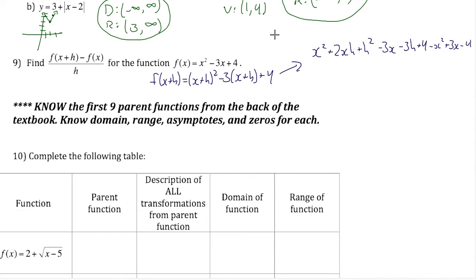Why don't I cheat to draw a straight line? Or I guess that wasn't straight to begin with. And then the denominator is just going to be h.